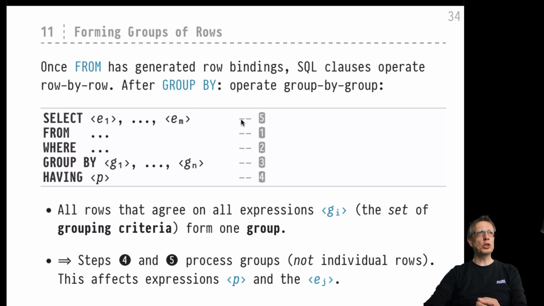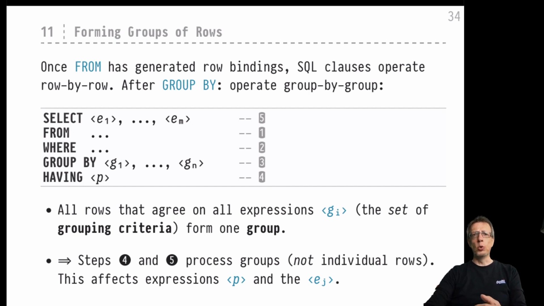And you see the order of evaluation in this schematic query here. We of course start with the FROM, then the WHERE may discard selected row variable bindings. And all of this happens on a row by row basis. But then comes the GROUP BY clause, and from then on, in steps 4 and 5, the HAVING clause, we will come to that, and in the well-known SELECT clause, we are operating group by group now. That has consequences on the E1 to EM that we are using here, and it also has consequences on the P here, of course. So we are switching from row by row processing to group by group processing.